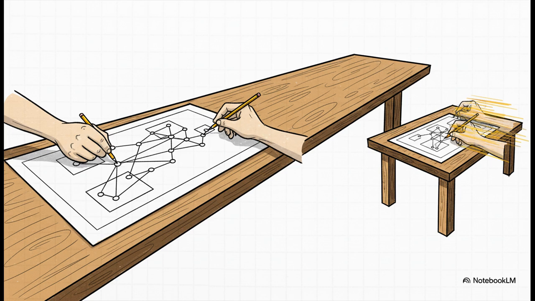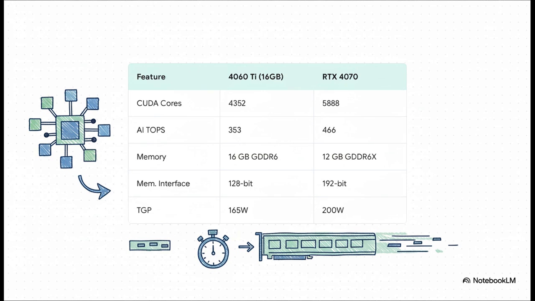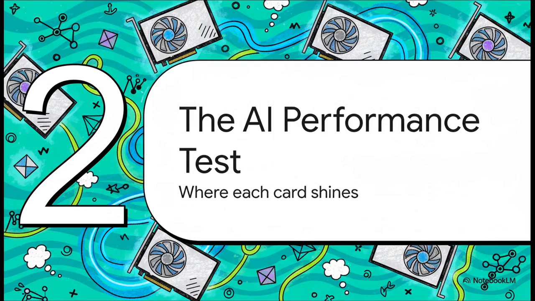its slightly smaller workbench. And this table right here really shows you how that analogy plays out with the real numbers. We talked about the CUDA cores, the fast hands, and the 4070 has a clear win there, but look at the memory interface. You can think of that as how wide the hallway is leading to your workbench. The 4070's wider path lets it shuttle data back and forth way faster than the 4060 Ti, which gives it another major speed advantage.